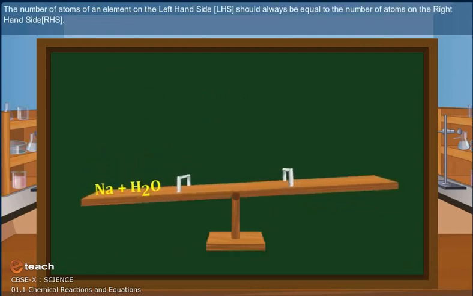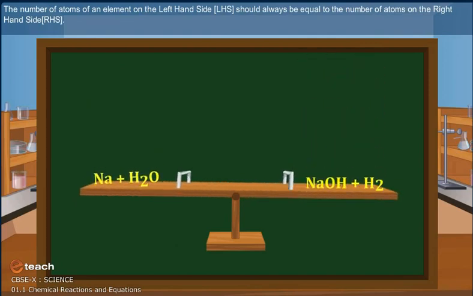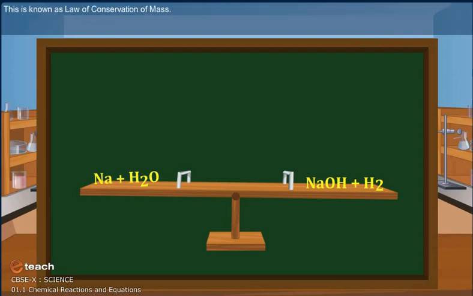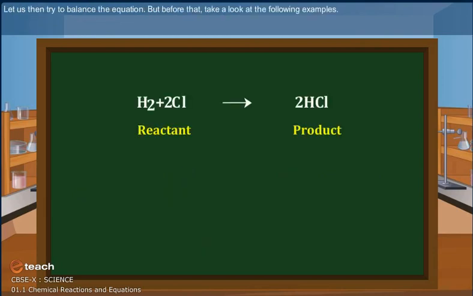Remember, the number of atoms of an element on the left-hand side should always be equal to the number of atoms on the right-hand side. This is the law of conservation of mass. Let us then try to balance the equation. But before that, take a look at the following examples.